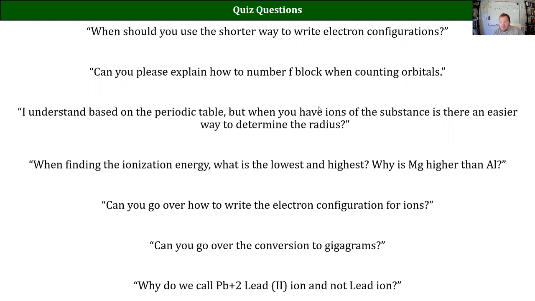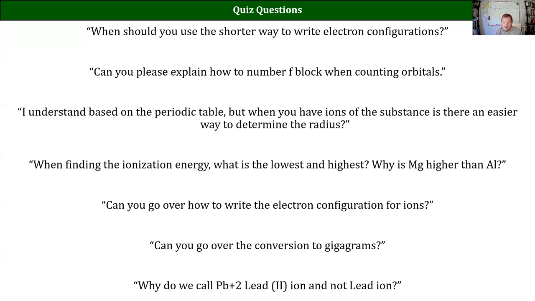A lot of questions about atomic radius and ionic radius. I'm going to remind you that the two most important things when we're talking about radius are always how many energy levels have electrons in them, and the second criterion is how many protons are in the nucleus. So more energy levels means things are bigger. More protons for the same amount of energy levels means things are smaller, right?